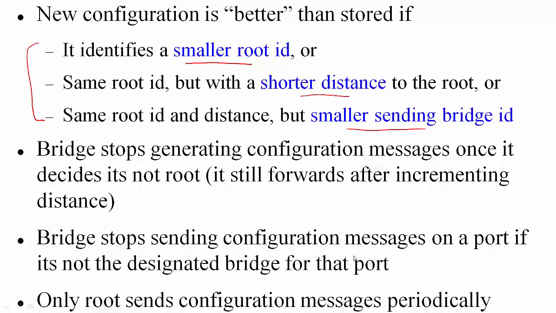A few other subtle points. A bridge stops generating configuration messages once it decides that it is not the root, but it still forwards configuration messages after incrementing distance, though it is not generating configuration messages by itself. Not only that, a bridge stops sending configuration messages on a port if it is not the designated bridge for that port. Finally, in the end, only the root node periodically generates configuration messages which are sent to all the other bridges in the extended LAN.